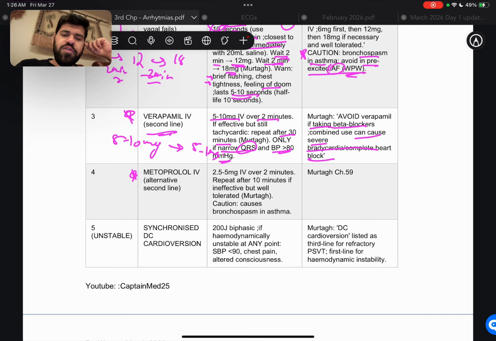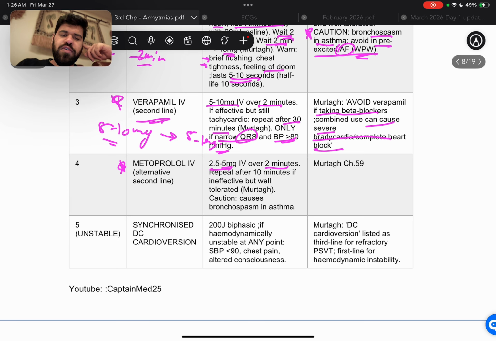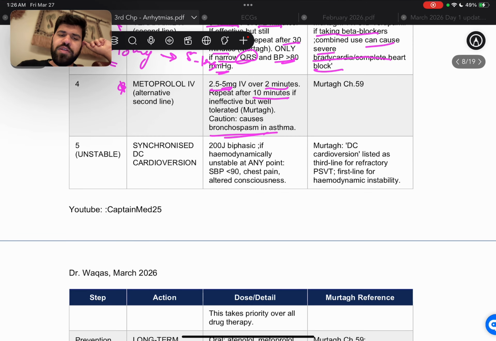Then metoprolol, a beta blocker: 2.5 to 5 mg IV over 2 minutes. We had 5 to 10 over here, then we have half of that, so 2.5 to 5 mg over 10 minutes, and then repeat after 10 minutes if ineffective but well tolerated. So caution again: bronchospasm and asthma for beta blockers.